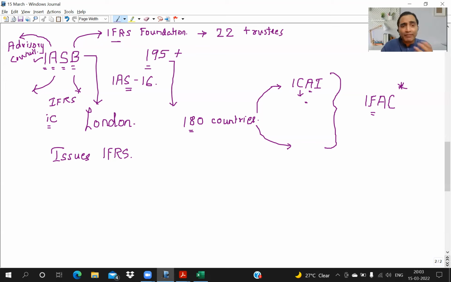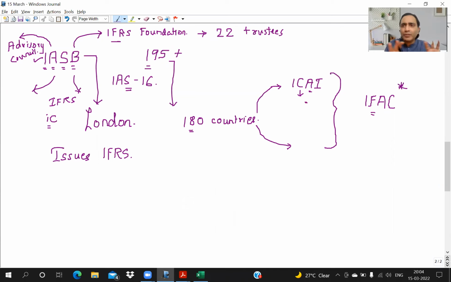The best example I give these days is cryptocurrencies. None of the accounting standards so far talk about cryptocurrency, bitcoins, digital assets, or NFTs, because these are extremely new things. This new way of transacting has not been envisaged by the IASB so far. So the advisory council would come and tell the IASB, hey, look, we need to think about this now. We need to come up with some accounting standard.